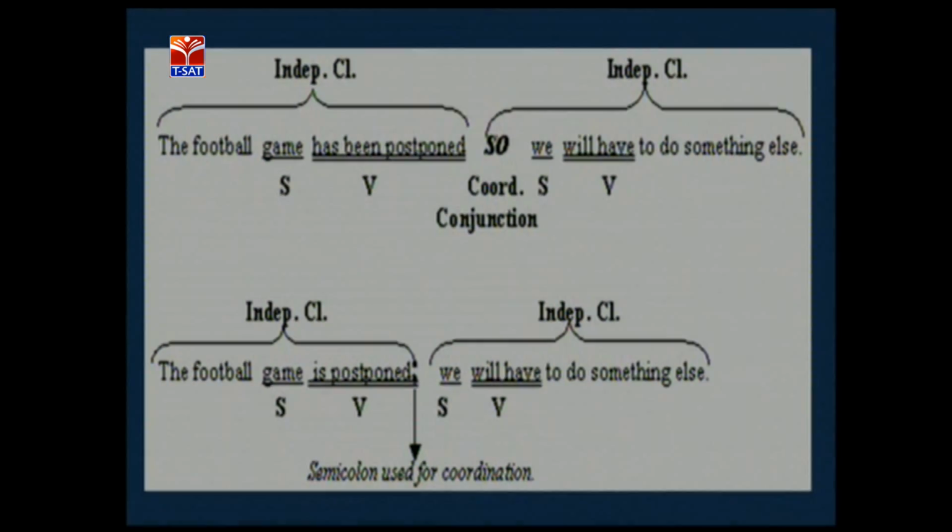The football game has been postponed. This is an independent clause. We will have to do something else. This is also one independent clause. We combined these two by using so, which is a coordinating conjunction. Sometimes we need not use a coordinating conjunction. Instead, we may use a semicolon. The football game is postponed; we will have to do something else.